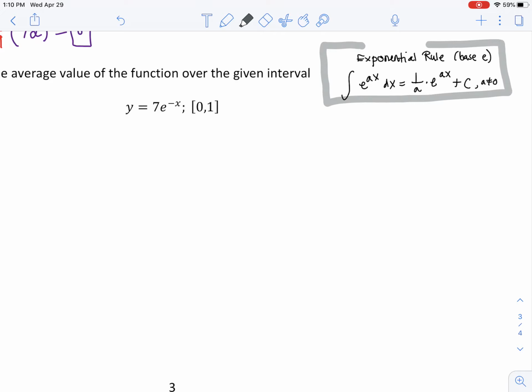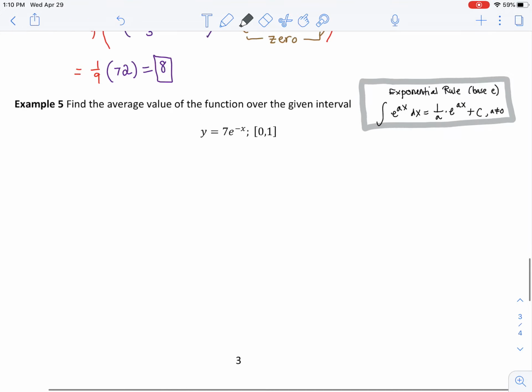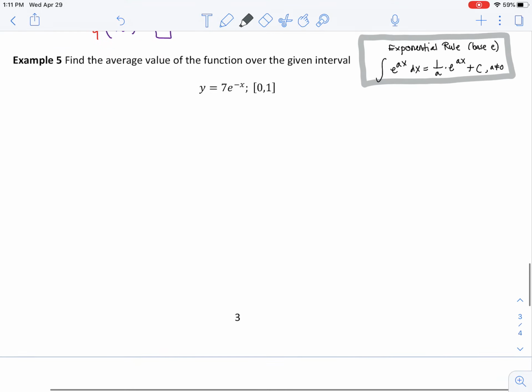And I just wanted to put a couple of these problems in, as we haven't really practiced too many of it. We were very good with power rules everywhere. But let's do a couple of these exponentials. Okay, so example 5. Find the average value of the function over the given interval.